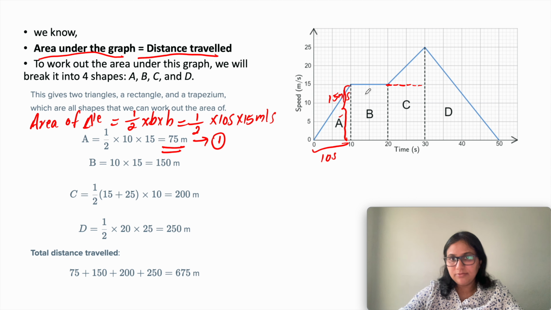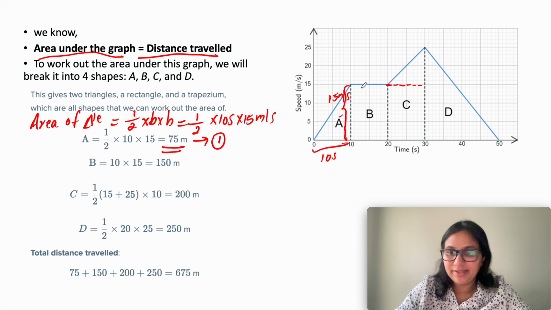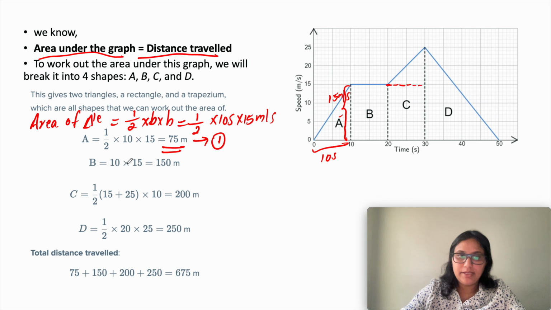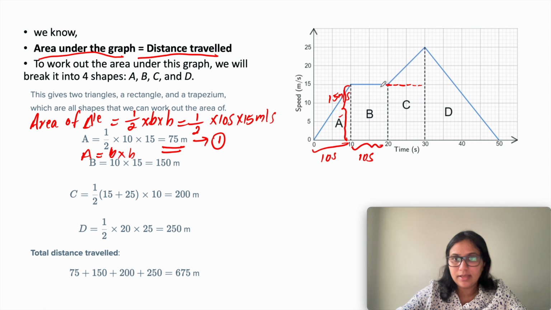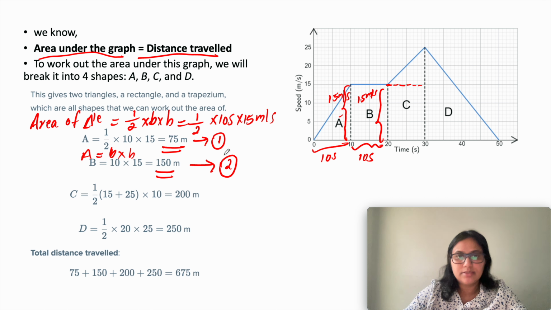Next, for the second part of the journey, you can see that it is in the form of a rectangle. The area of a rectangle is base into height. So base is again 10 seconds and height is 15 meter per second. So 10 into 15, 150 meter. For section B, the total distance traveled is 150 meter.